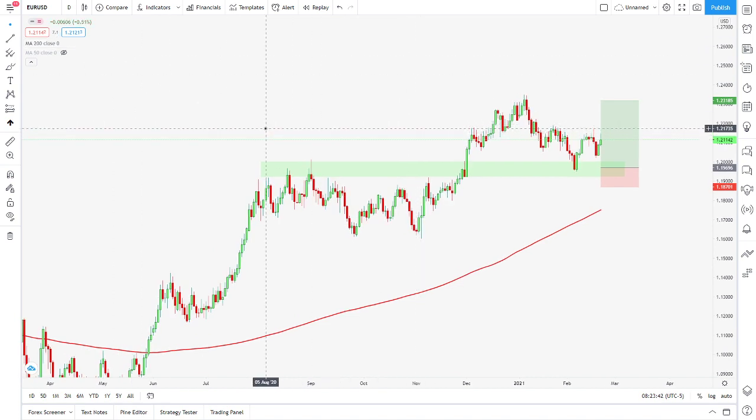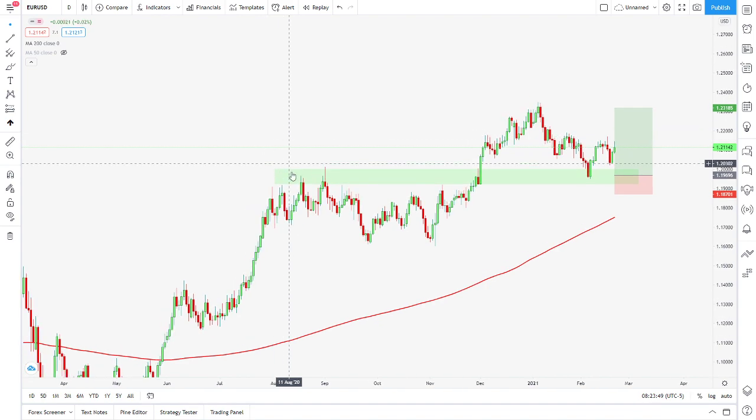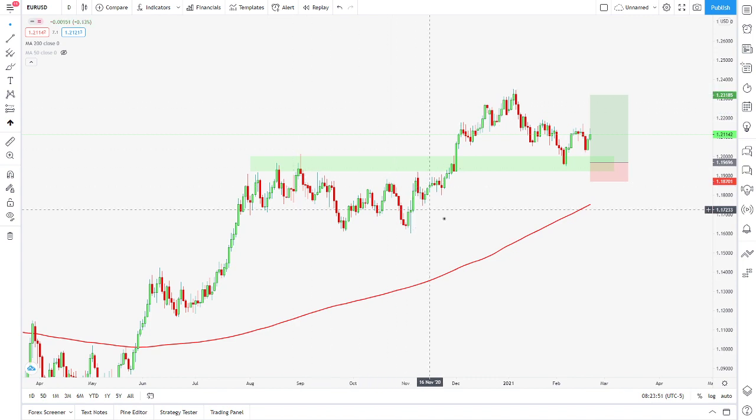What I'm going to do is go through some of the major pairs. Things like euro dollar, pound dollar, and gold are the ones that I at least want to cover for sure today, and then maybe we'll look at some other things as I go along.